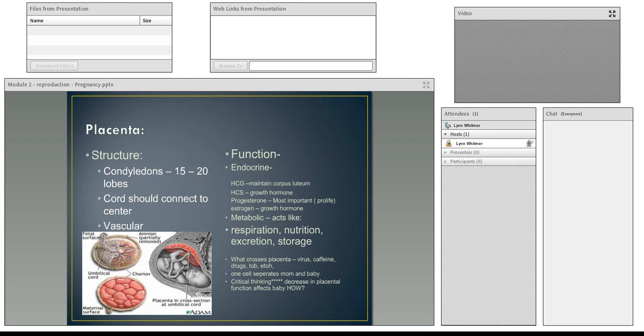Well, it crosses the placenta, just about everything. One cell separates them, and if we have a decrease in placental function, what's going to happen to your baby? It's not going to grow. And we're going to have another issue that we'll talk about. Hence, we do fundal heights each and every time we encounter a patient, because we can't see the placenta. We have to rely on what we can see or palpate or observe to identify what the problem is.